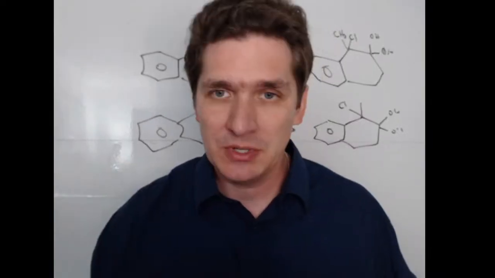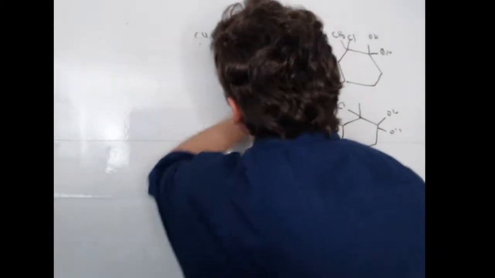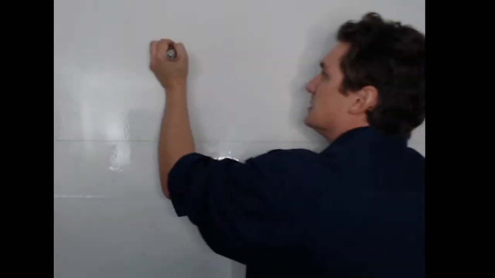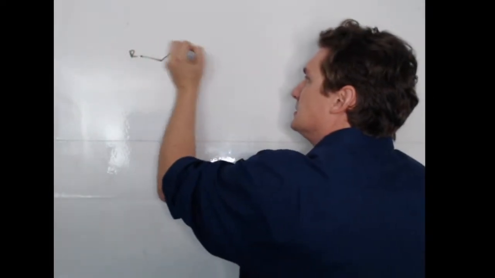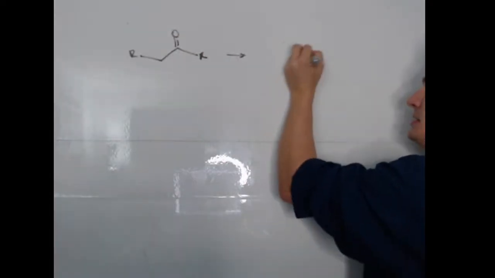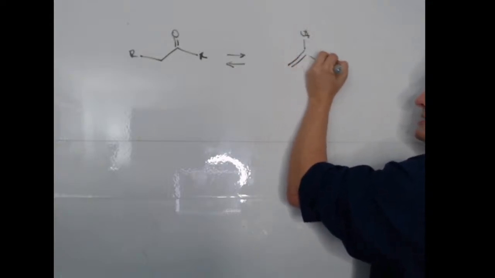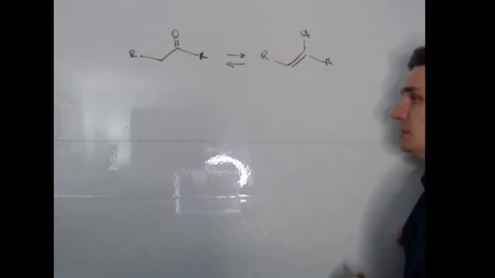Can you go over which is more stable, the enol versus the ketone form? So let's say we have our generic ketone and we're going to tautomerize it to our enol. And the question is, which is more stable?